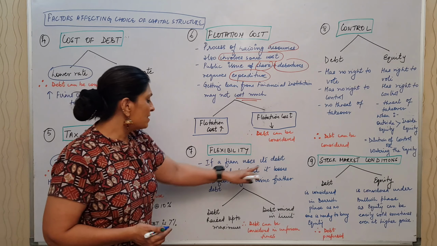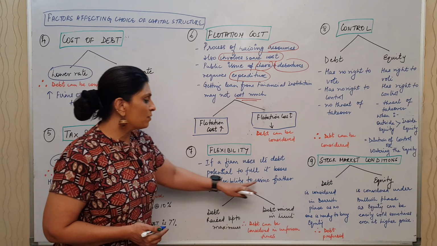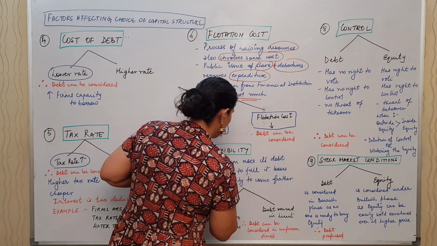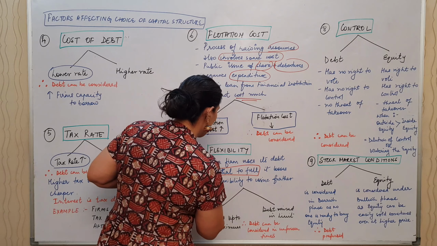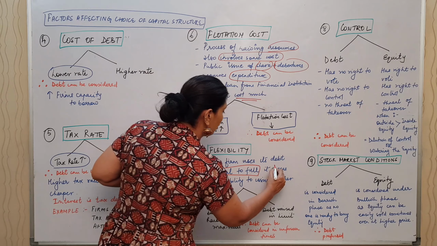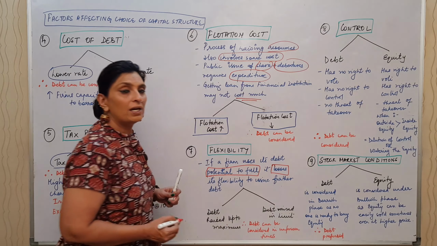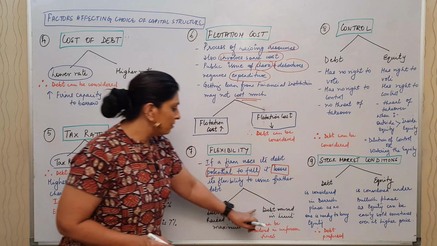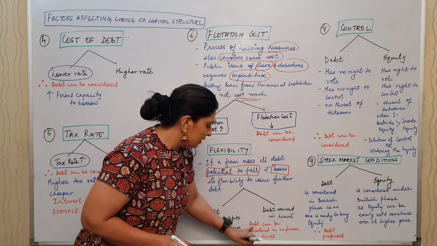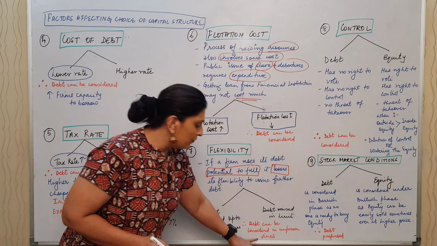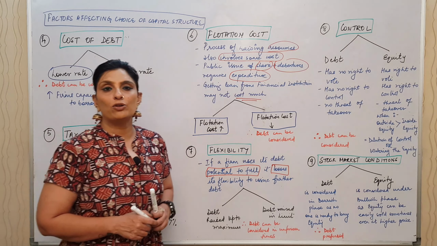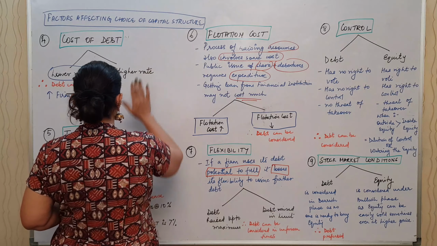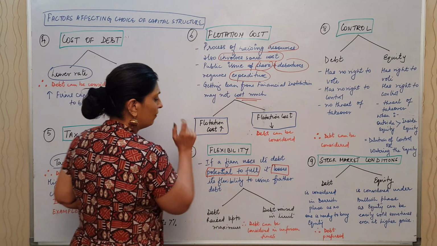So, if a firm uses its debt potential to full, it loses its flexibility to issue further debt. So, you should not use your potential to full. If a firm uses its potential to full, it loses. It loses means people would not further lend you money. So, debt should be raised in limit. If it is in limit, debt can be considered in unforeseen times, because people will be ready to lend you money, but otherwise they would not. So again, we are considering cost of debt, tax rate, flotation cost, and flexibility.